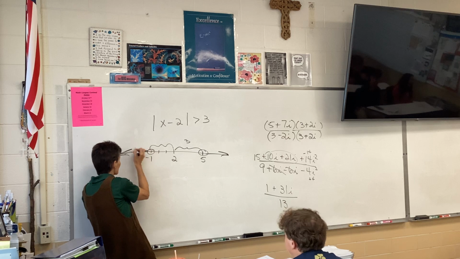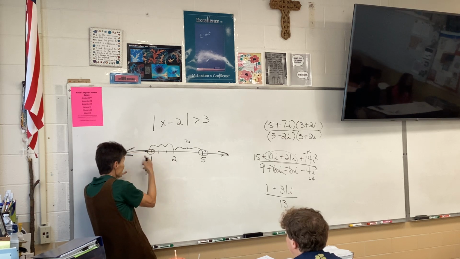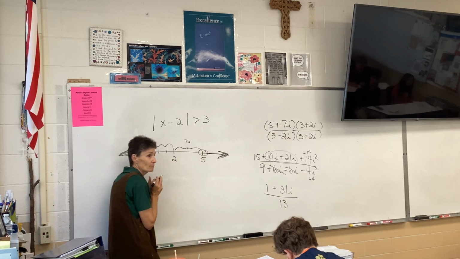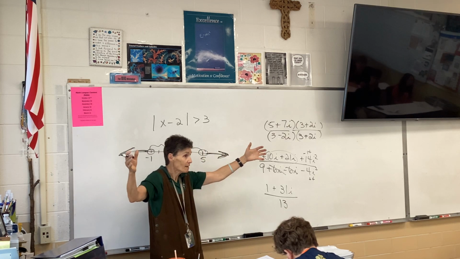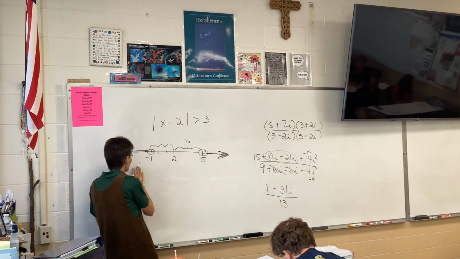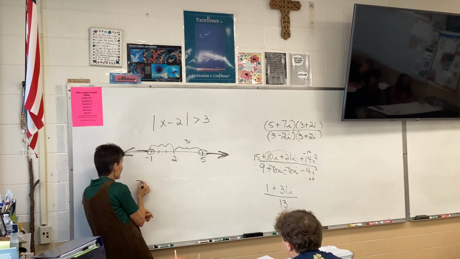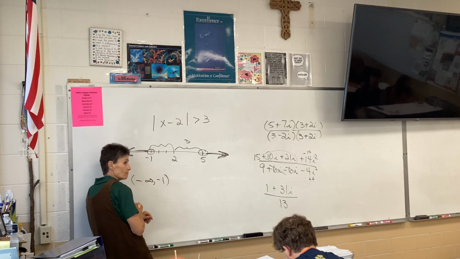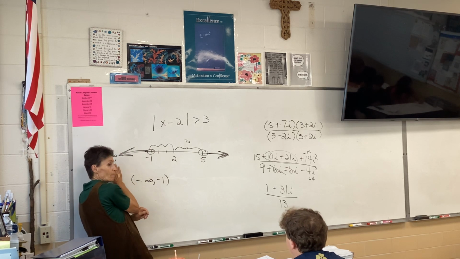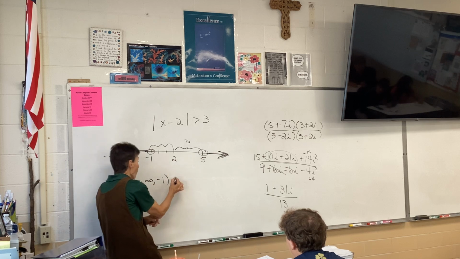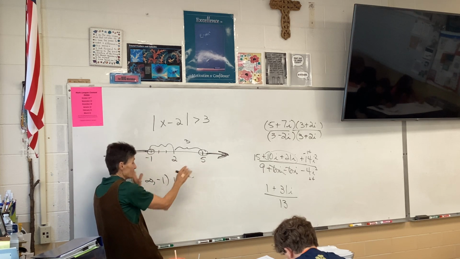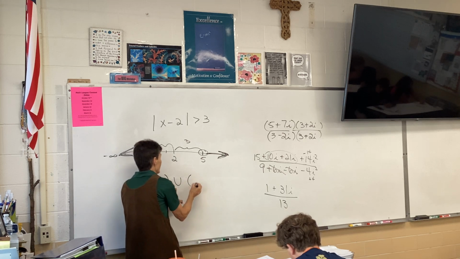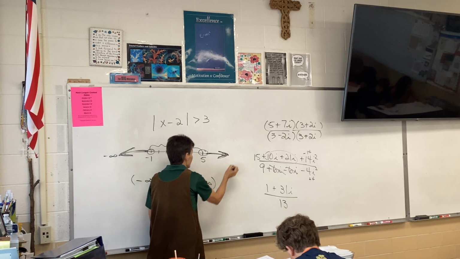So my answer is this part of the number line and this part of the number line, because I have to be more than 3 away. So my answer is everything from -infinity to -1. This is -infinity, remember? Or, whenever you have 2 pieces, you're going to have a union, an or, 5 to infinity.